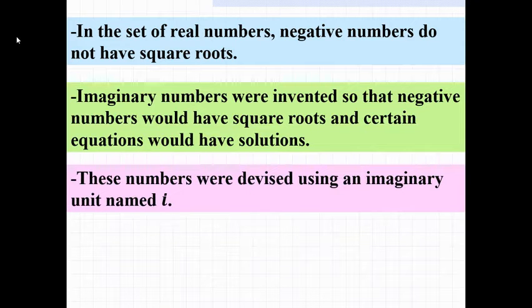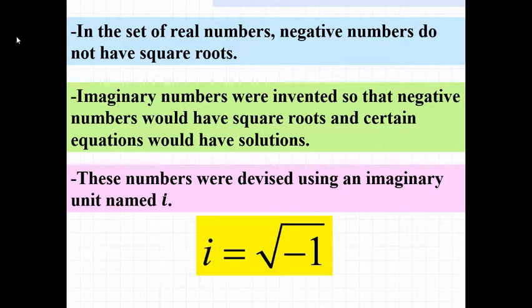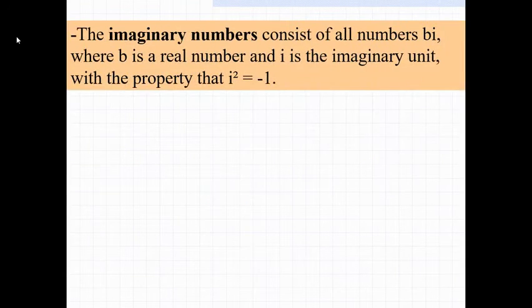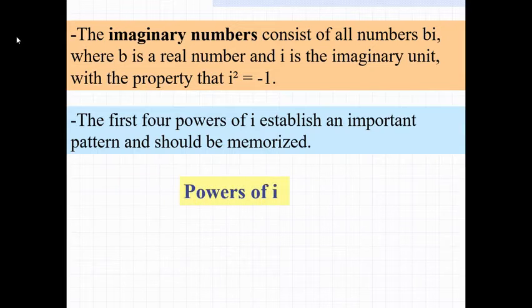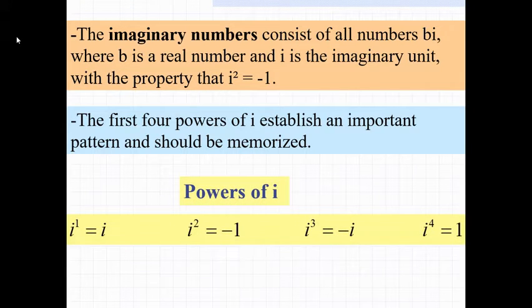These numbers were devised using an imaginary unit named i. i is equal to the square root of -1. The imaginary numbers consist of all numbers bi, where b is a real number and i is the imaginary unit, with the property that i squared is equal to -1. The first 4 powers of i establish an important pattern and should be memorized. So here are your powers of i.